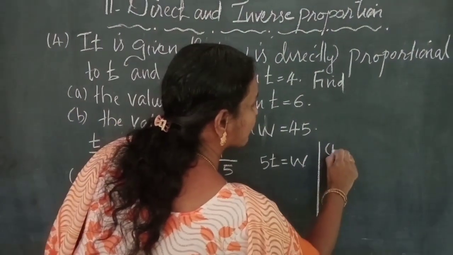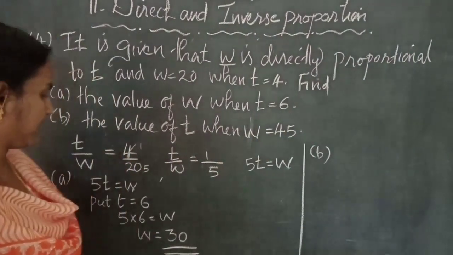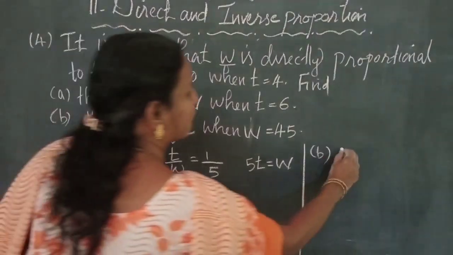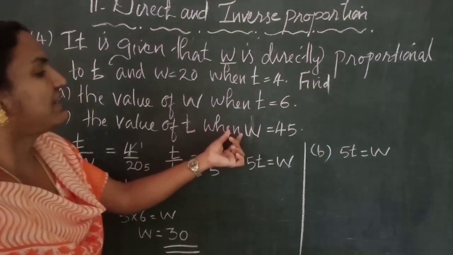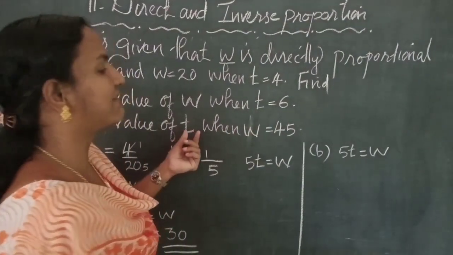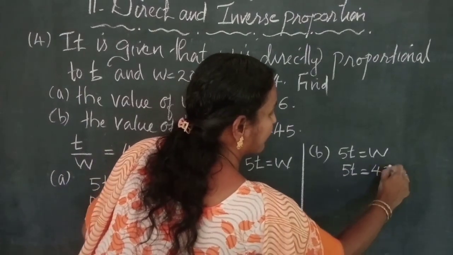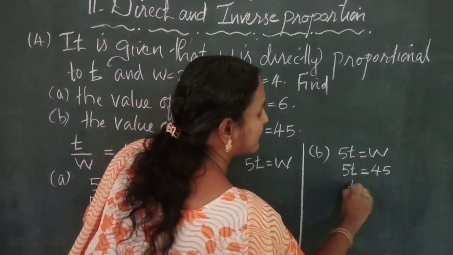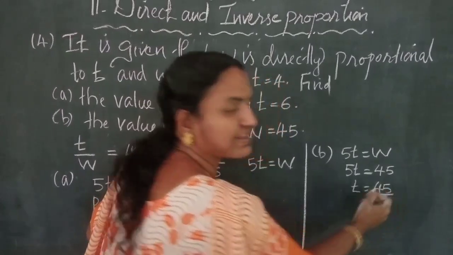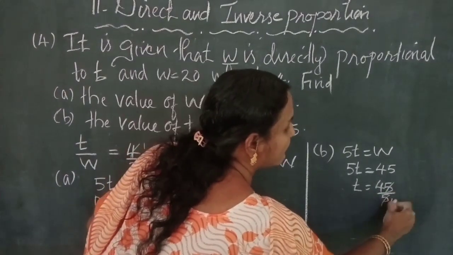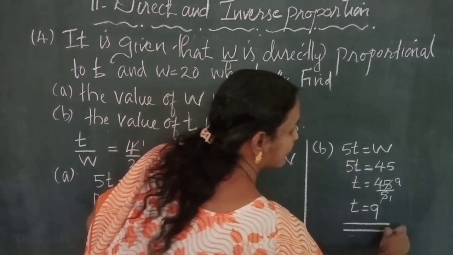Then option B, the value of T when W is equal to 45. First we write the equation: 5T is equal to W. When W is equal to 45, we have to find the value of T. So 5T is equal to 45, and T is equal to 45 divided by 5. How many 5s are in 45? 9 5s are 45. So T is equal to 9.